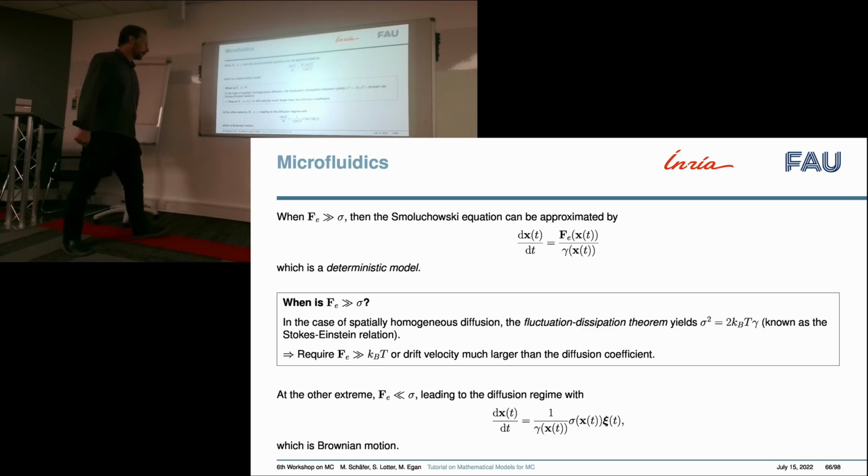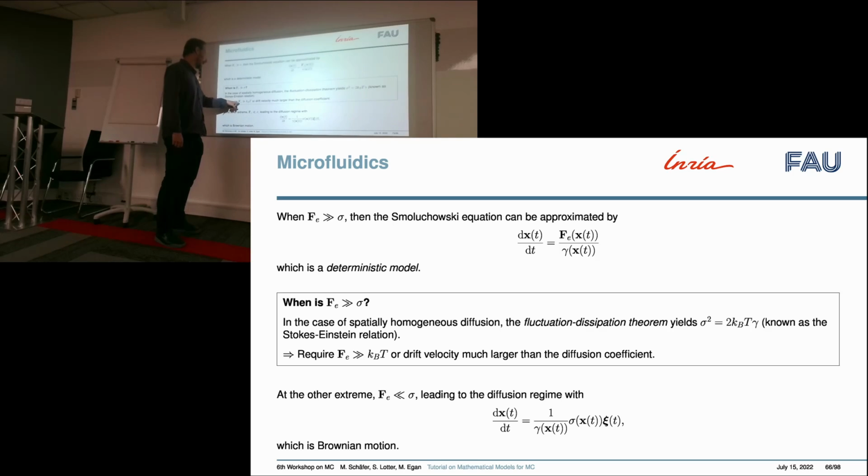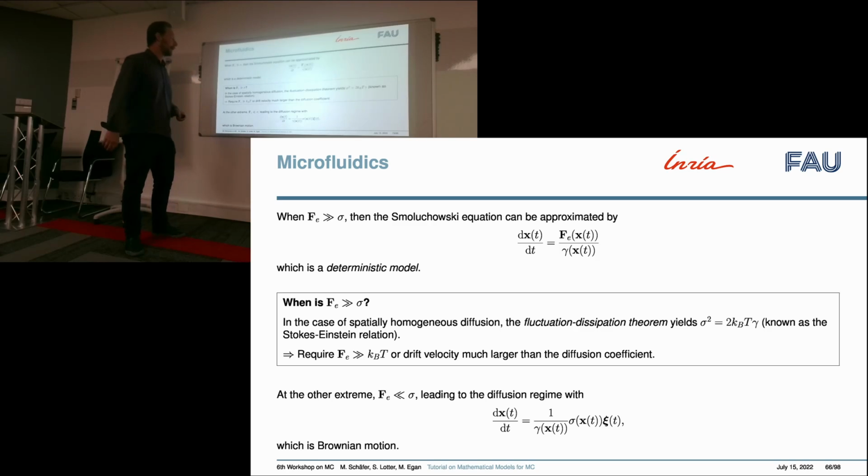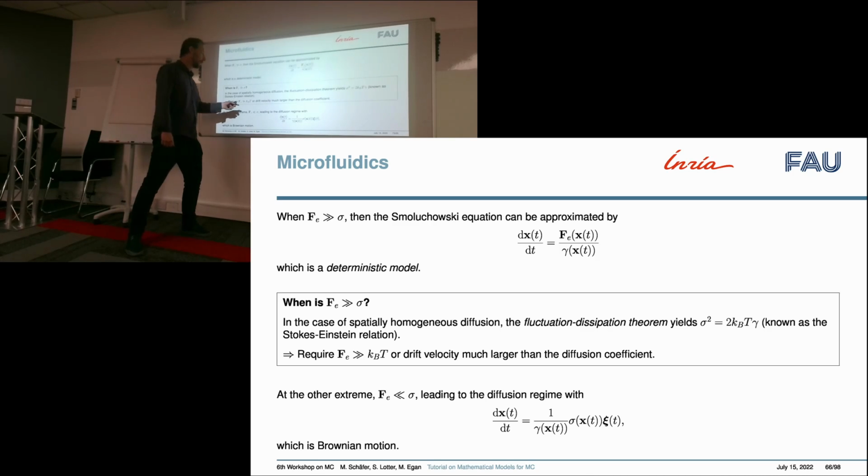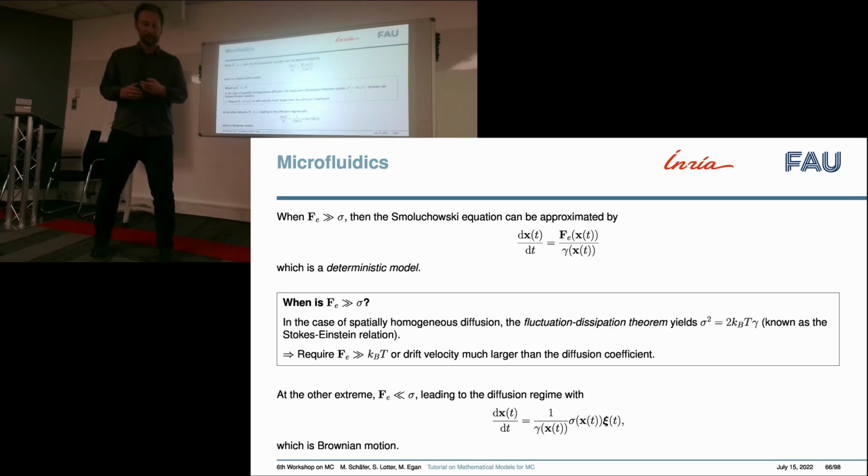So in general, what we can see is that if this external force, which is generating this pressure-driven flow, is much bigger than the Boltzmann constant multiplied by the temperature, then we may think that it's interesting to do a deterministic approximation. Another way of saying this is just that the drift velocity is larger than the diffusion coefficient.